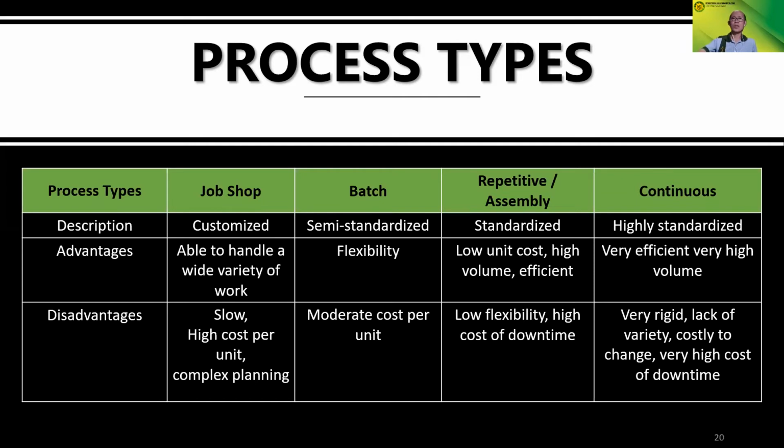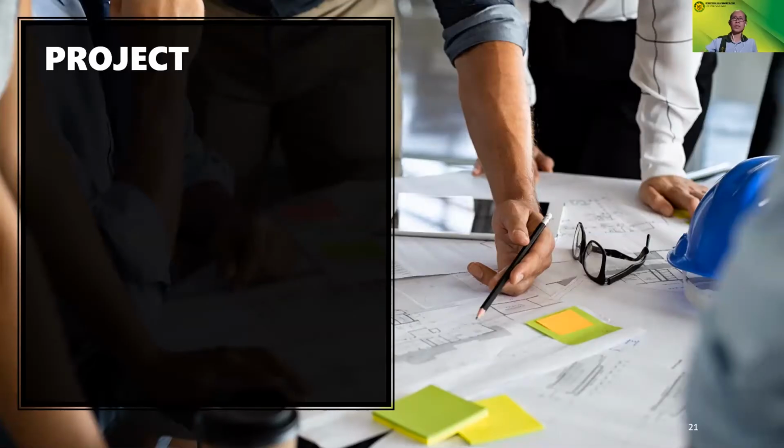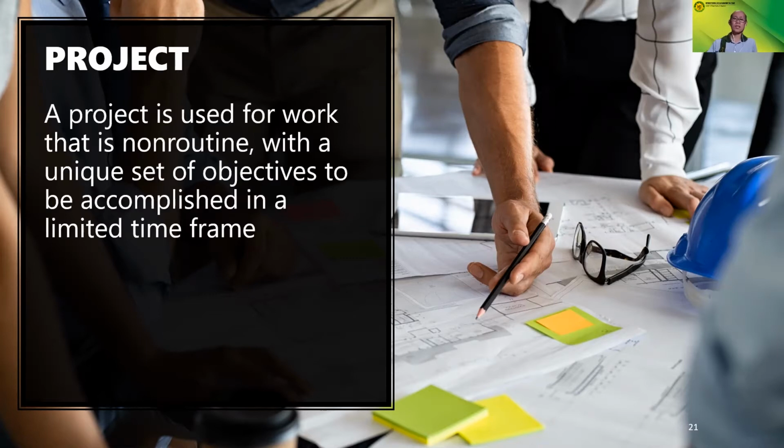disadvantages. So as you can see here, job shops are usually customized. The advantage is they are able to handle a wide variety of work. The disadvantages are high cost per unit, and it involves complex planning. I'll just leave this table for you to understand and study, since this has already been discussed in the previous slides. The next type of process is called project. A project is used for work that is non-routine with a unique set of objectives to be accomplished in a limited time frame.